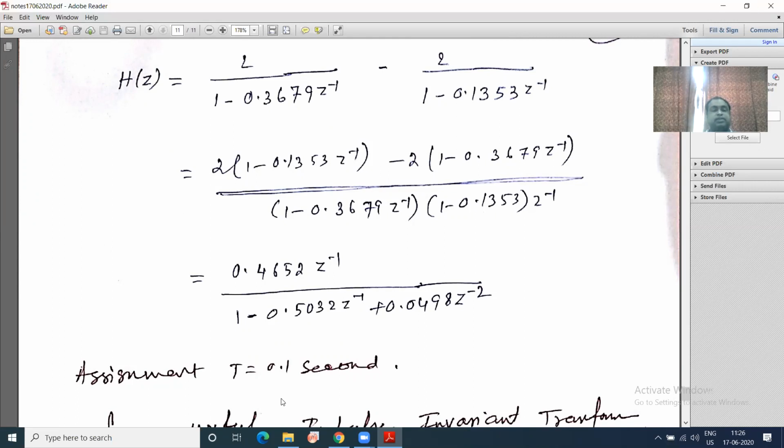Now for the assignment, you will take this one. You can solve this easily on your own, with T equal to 0.01, then you solve H(z). That you do on your own.